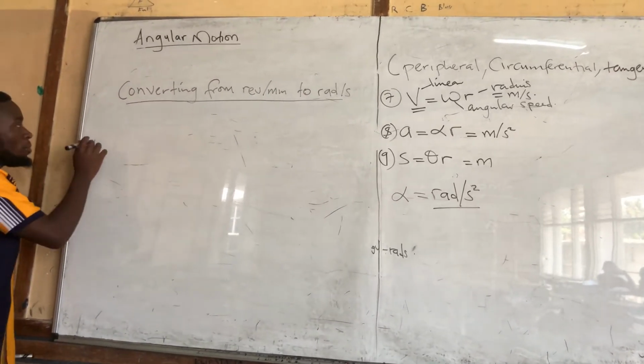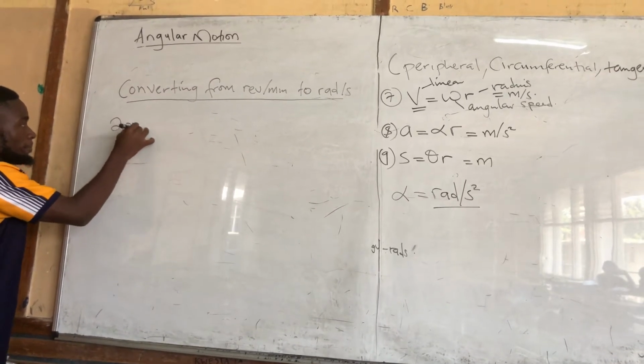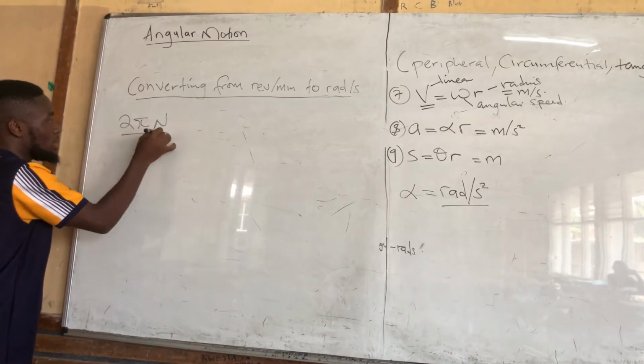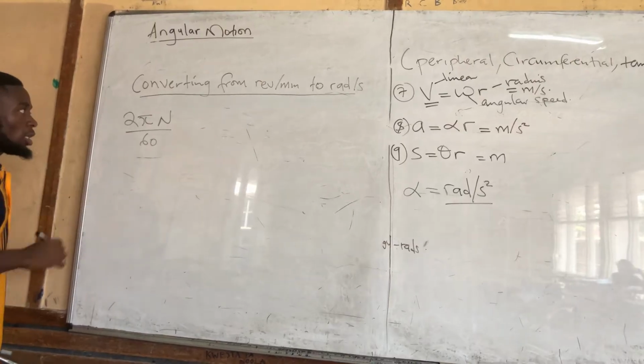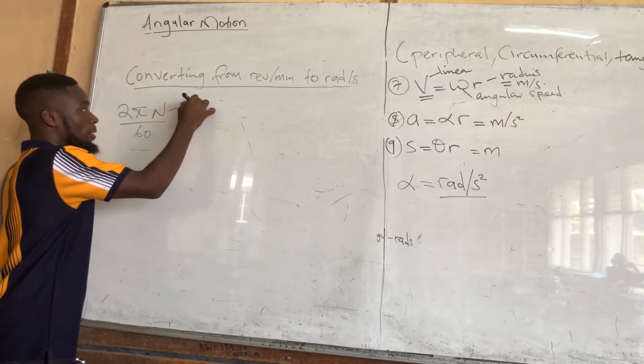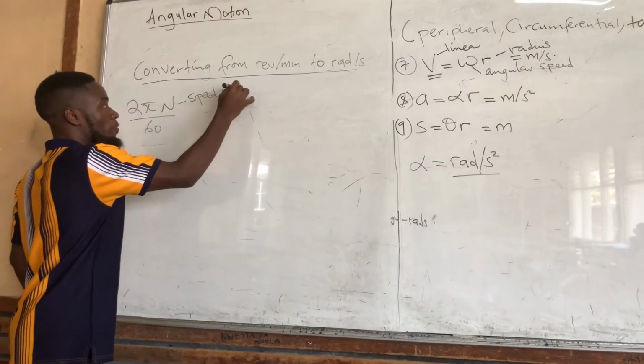So here we have the formula. The formula is 2 pi n over 60. What is the meaning of this n? This n represents the speed in revolutions per minute.